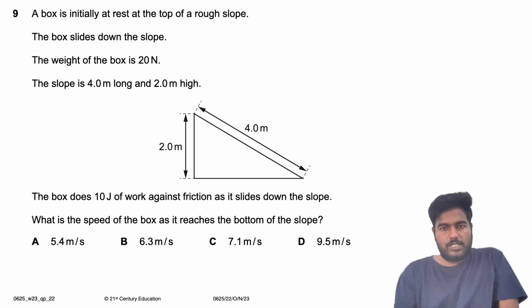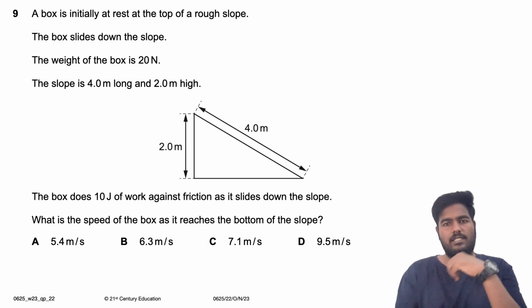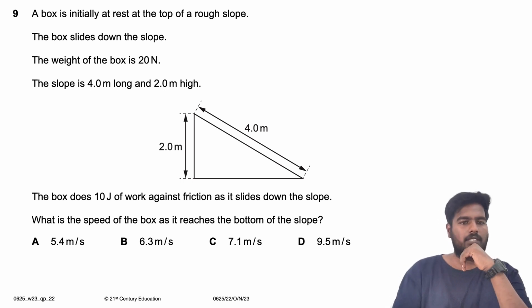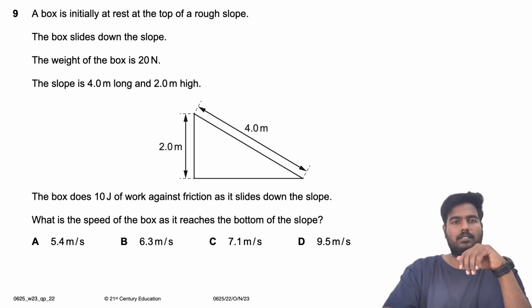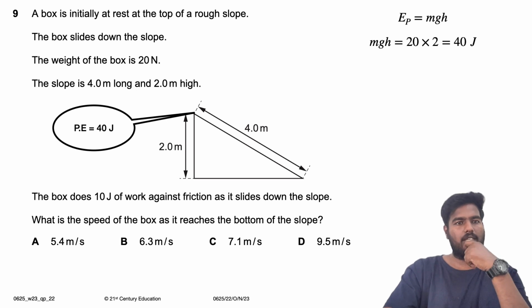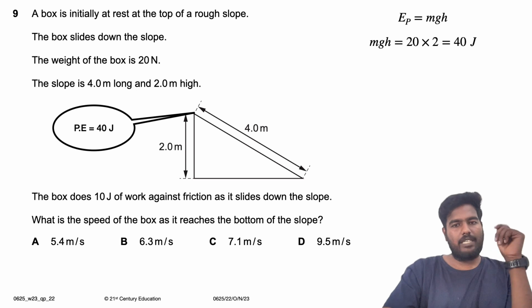So this question is more or less like the previous question, but we just have to find the values. Initially, what happened? The box is at the top and it has potential energy. What will be the box's potential energy? We know that potential energy is mgh. So mg is 20 Newton, that's the weight, and h is 2 meter. So 40 joules it has. So it has 40 joule potential energy at the top.